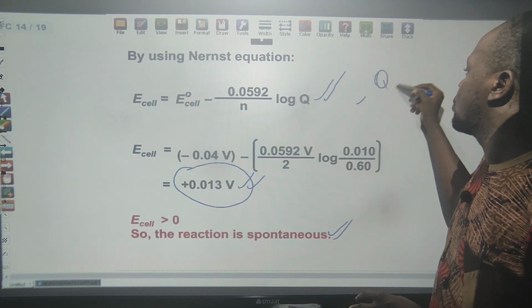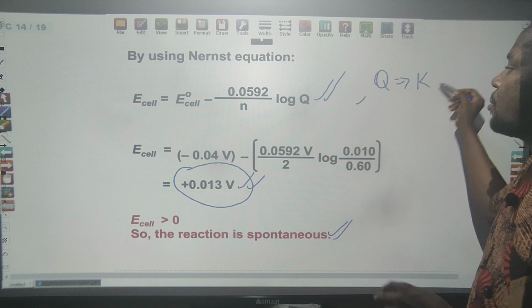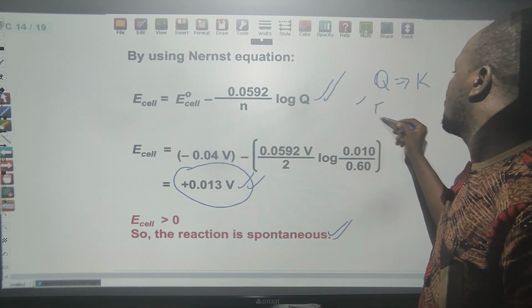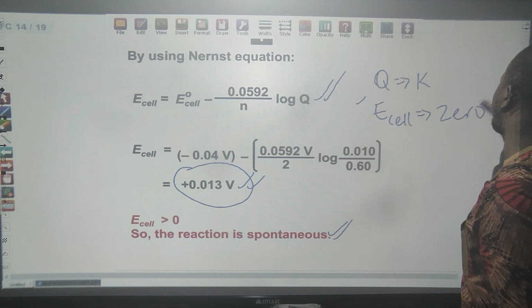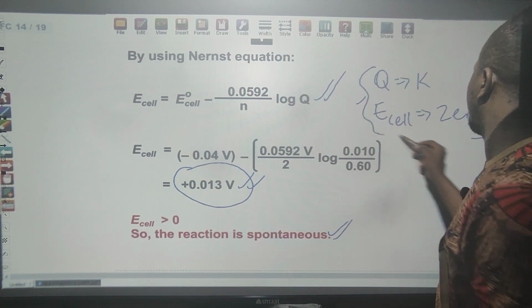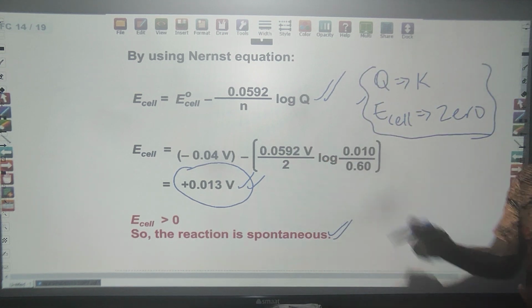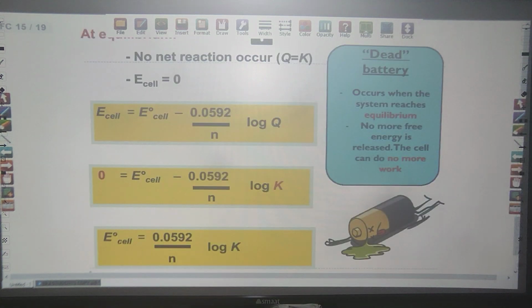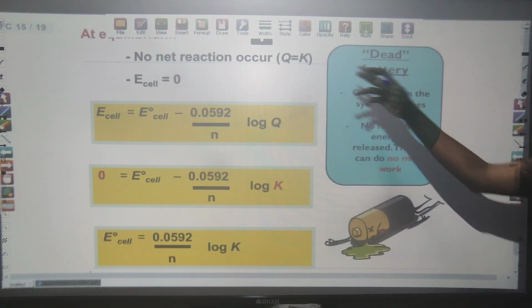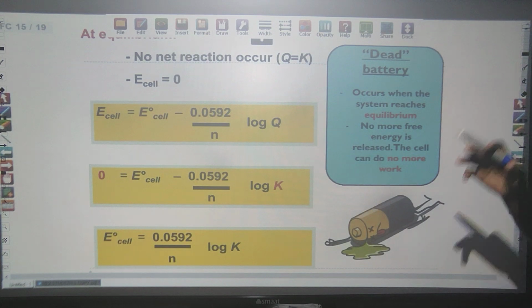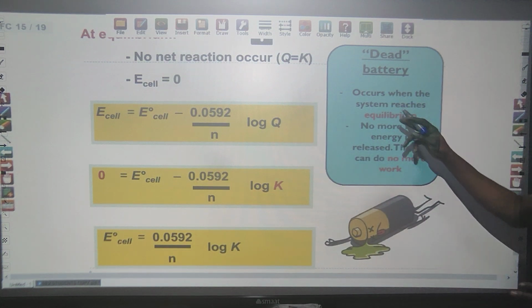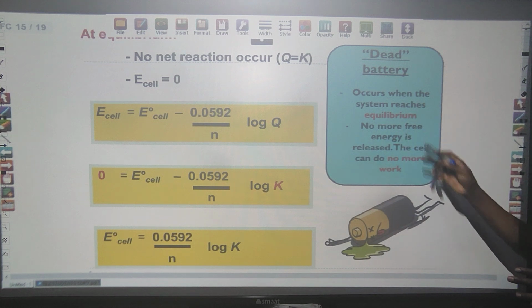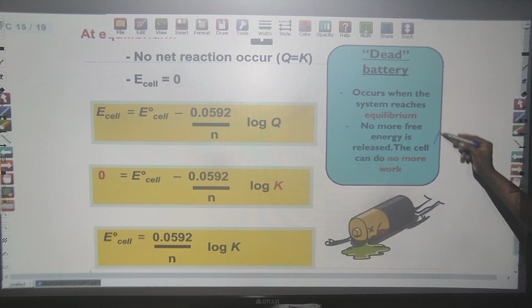I said Q will be equal to K for equilibrium, and another point is that the E of the cell will be equal to 0. These are just two things that I want to add to the Nernst equation, and we are going to see an example in the next slide. Now, when there is no Nernst equation, that means Q equals K, or the E of the cell is 0. So when you have a dead battery, it occurs when the system reaches equilibrium or no more free energy. The free energy is given as delta G, and we will still talk about that as we move forward.